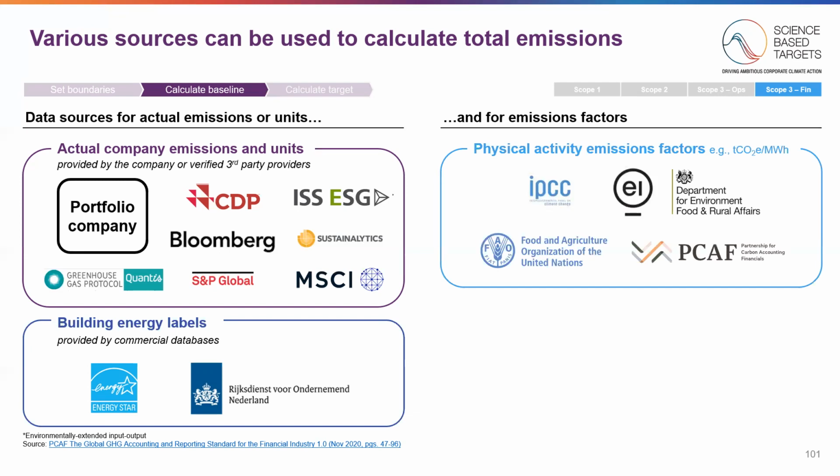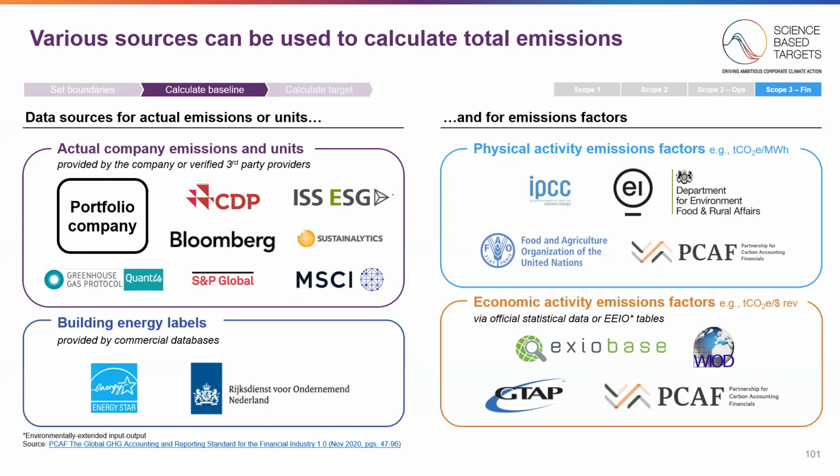Emissions factors come in 2 flavors, physical activity emissions factors or monetary or economic activity factors. Physical activity factors, such as carbon dioxide equivalents per megawatt hour or kilowatt hour, are often available from global data sets, such as from IPCC, the Intergovernmental Panel on Climate Change, or the UN's Food and Agriculture Organization. Governments may have these factors as well, such as the UK's Department for Environment, Food and Rural Affairs. Lastly, if a financial institution chooses to use PCAF, the Partnership for Carbon Accounting Financials, PCAF has databases available for physical activity emissions for select activities for its members.